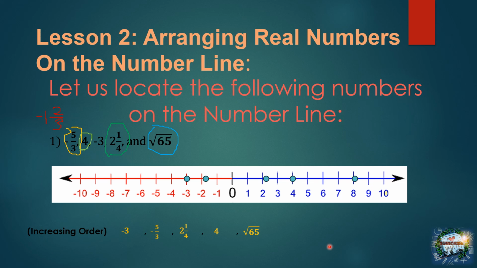Okay? So, yan. Paano naman pag decreasing order? Alin dito ang mauna? So, decreasing ay simula sa mataas pababa. Alin yun? Ito, square root of 65. Di ba? Then, followed by 4, followed by 2.25 or 2 and 1/4, and negative 5/3 or negative 1 and 2/3, and finally we have that negative 3. Okay? So, ganun lang pala siya kadali.